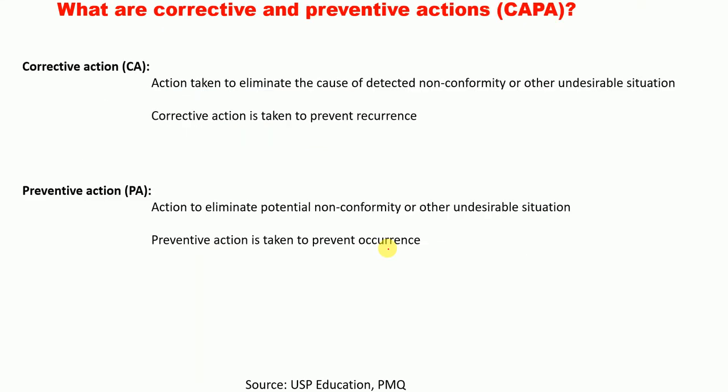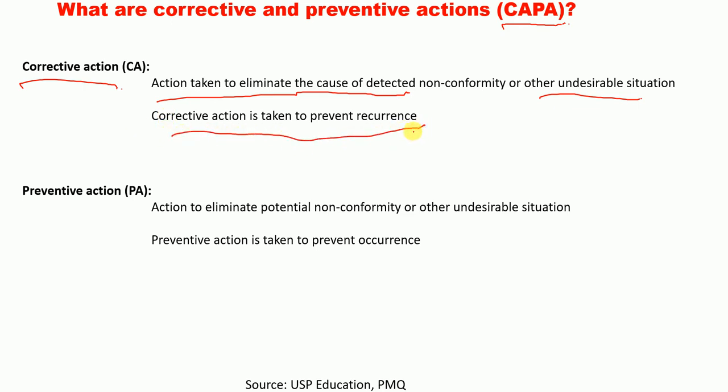Then, what are corrective and preventive actions? In short, CAPA stands for corrective and preventive actions. Corrective actions are the actions taken to eliminate the cause of a detected non-conformity or other undesirable situation. Corrective action is taken to prevent recurrence, so we take corrective actions to prevent it from happening again.